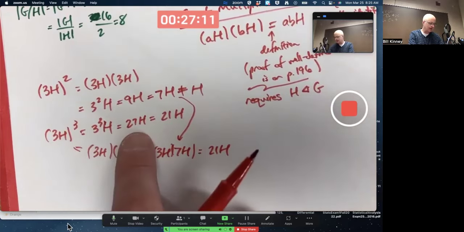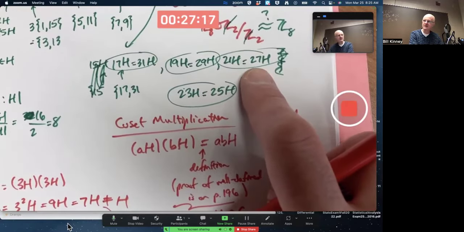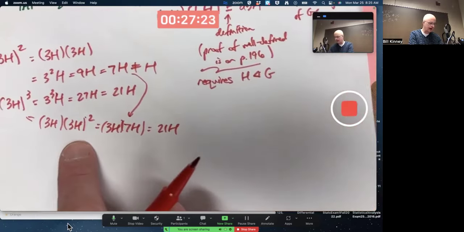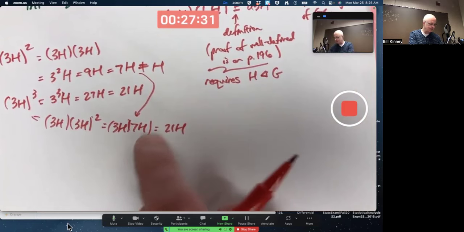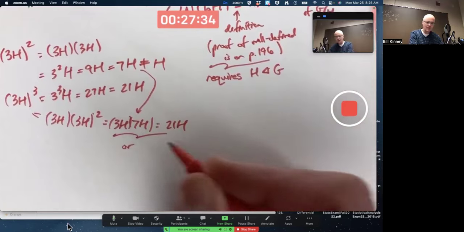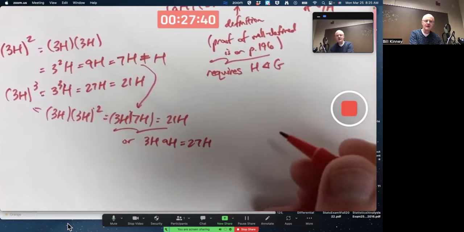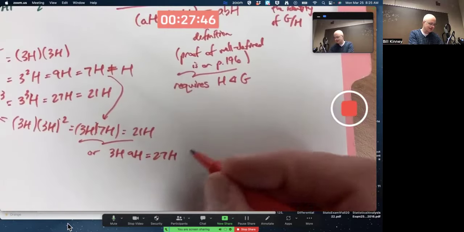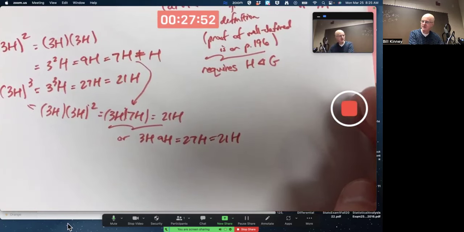Either cube 3, get 27, which up here, that's the same as 21H. Or think of it as 3H times 3H squared. I've already got the answer for 3H squared. It's 7H. Put that down there. If I had used 9H there instead of 7H, what would have happened? I could have done 3H times 9H, 27H. But once again, that's the same as 21H. A little confusing, but kind of fun at the same time, in a weird sort of way.